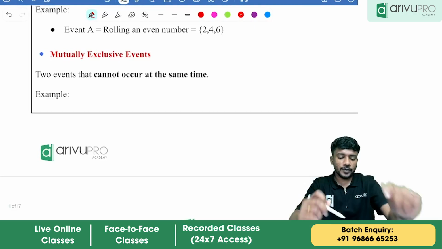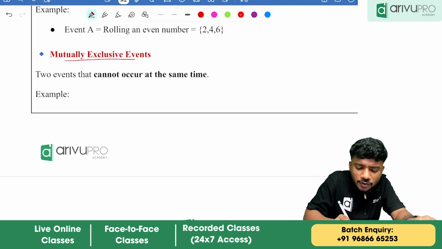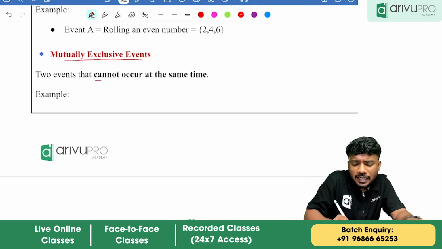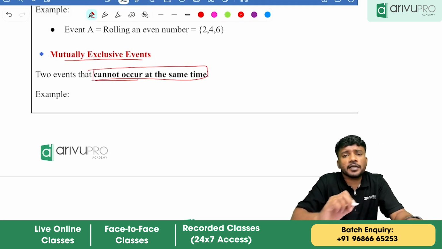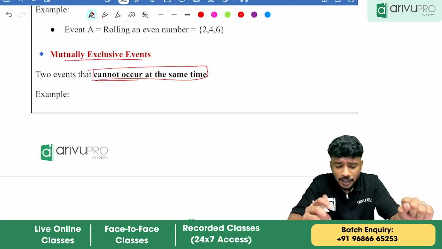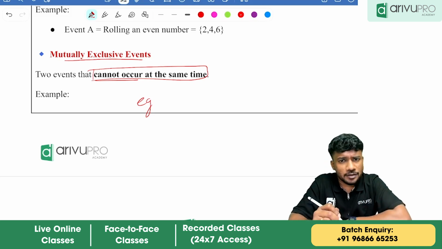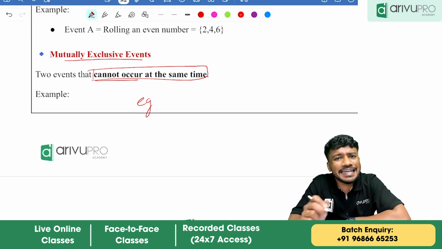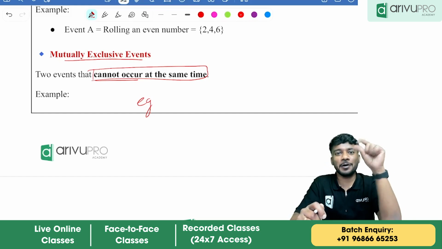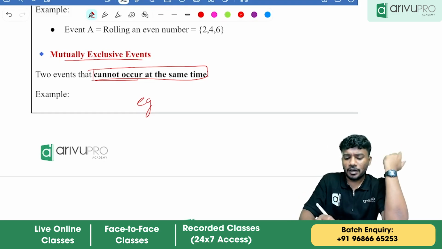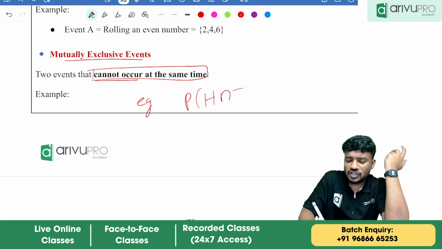Mutually exclusive events. Mutually exclusive events are two events that cannot occur at the same time. For example, tossing a coin and getting head and tail at the same time. Is it possible to get tail and head at the same time? Either it will be head or it will be tail.